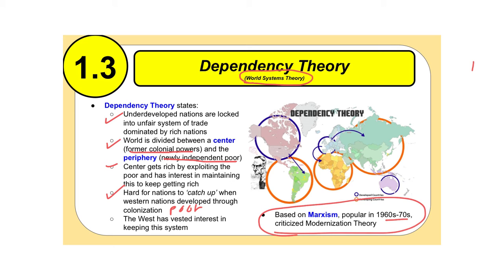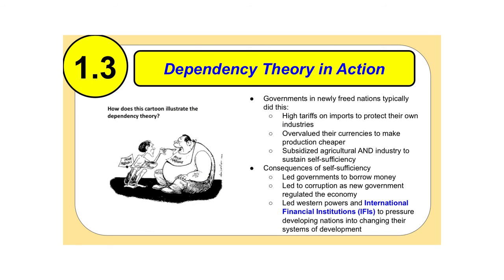And so it's cyclical. And so the West has a vested interest in keeping this whole dependency theory going. And so this is a total direct opposite viewpoint from modernization theory, but it gives you an idea of how the process is evolving into a different mindset. So when you take a look at dependency theory in action, what do we mean when we talk about dependency theory? What does it look like?